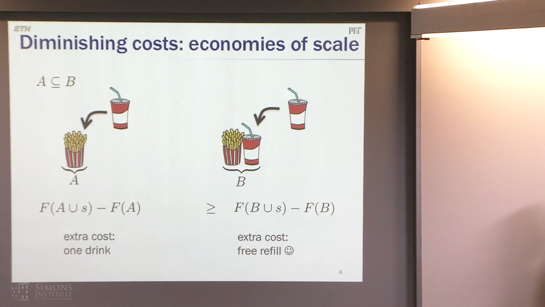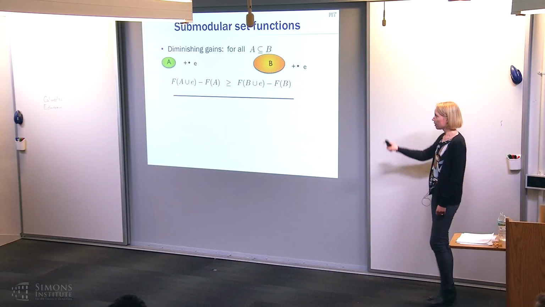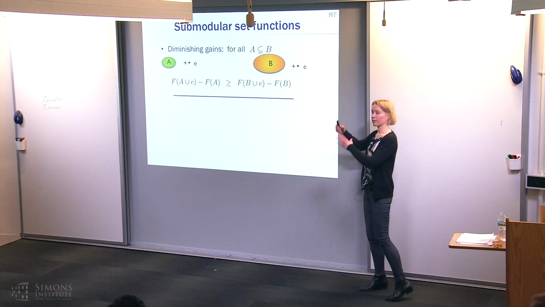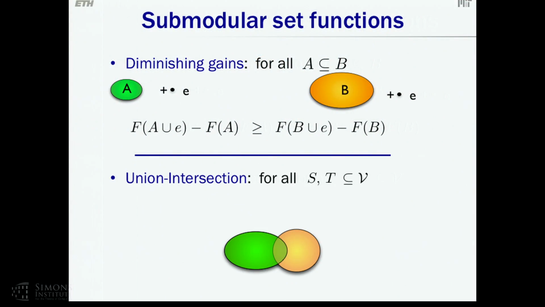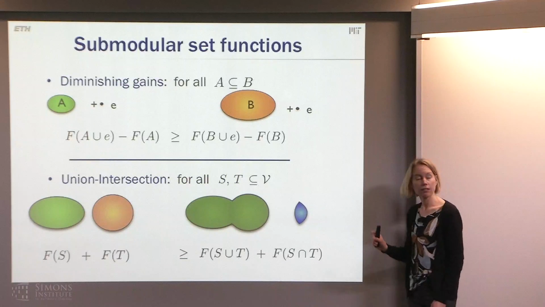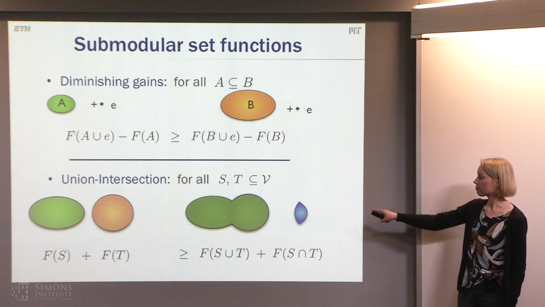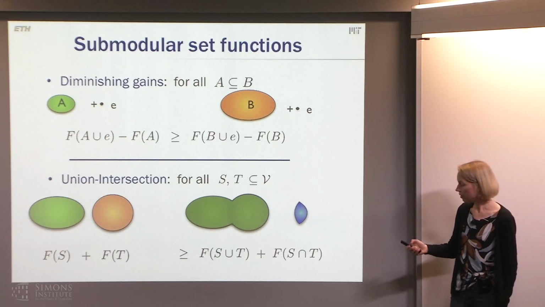So this is the one inequality, and there's another equivalent definition of submodularity that goes not with A being a subset of B, but with two arbitrary sets, and that goes by union and intersection. Here's the inequality. We take two arbitrary sets, S and T, and we evaluate the function at these two sets, at their union and their intersection. What should hold is that f of S plus f of T is always bigger or equal than the function evaluated at the union plus the function evaluated at the intersection.